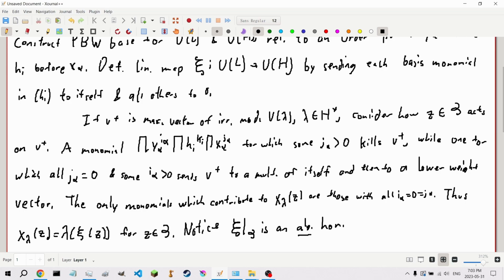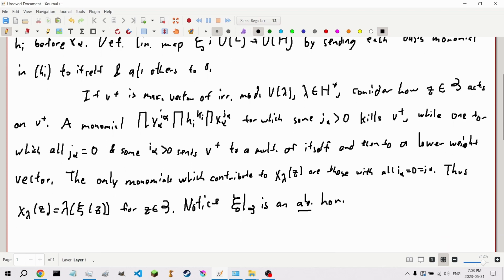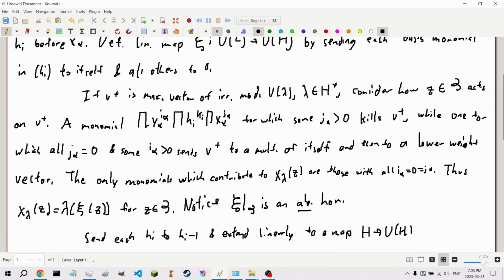Now, this incorporates delta. We need to see how that happens. Now send each h_i to h_i minus 1 and extend linearly to a map from H to the universal enveloping algebra of H.